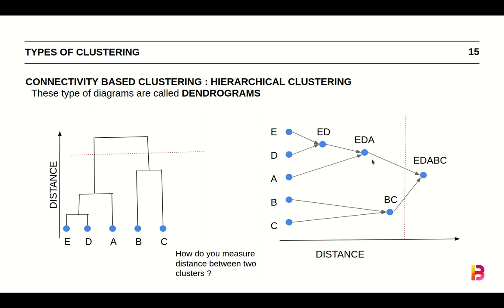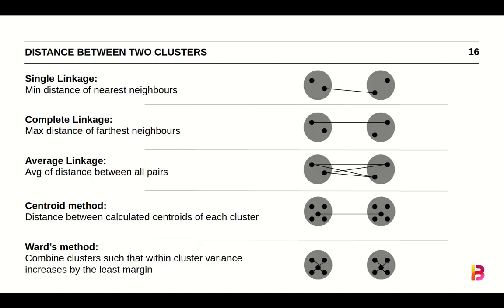We have E, D, A and we have B and C. They still haven't combined at this level. So what it allows us to do is, for the given data set, we can chop it into any number of clusters we want. So it allows us that flexibility, and that's why dendrograms become an extremely powerful tool in clustering analysis.